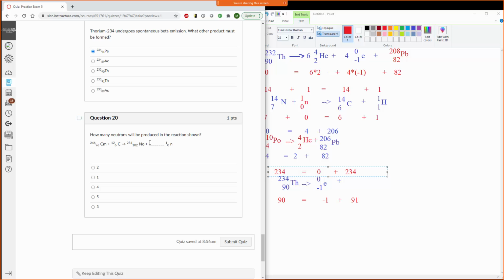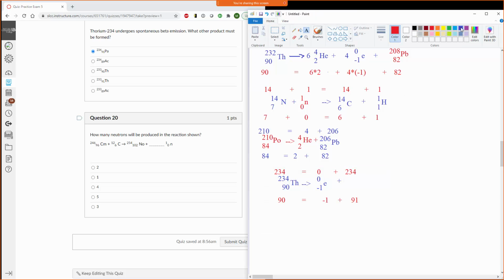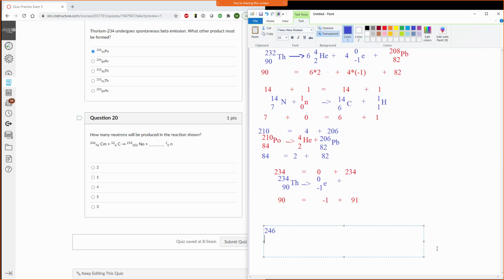How many neutrons are going to be produced here? Okay, all right. Make us calculate it. So 246.96 for curium. I'll try this. 12.6 for my carbon. 254.102. That's cool. This looks like a fission. No, a fusion, right? You're making something bigger. And a certain number of neutrons. Okay. So this is curium plus carbon goes to form nobelium, named after Nobel, plus a neutron.